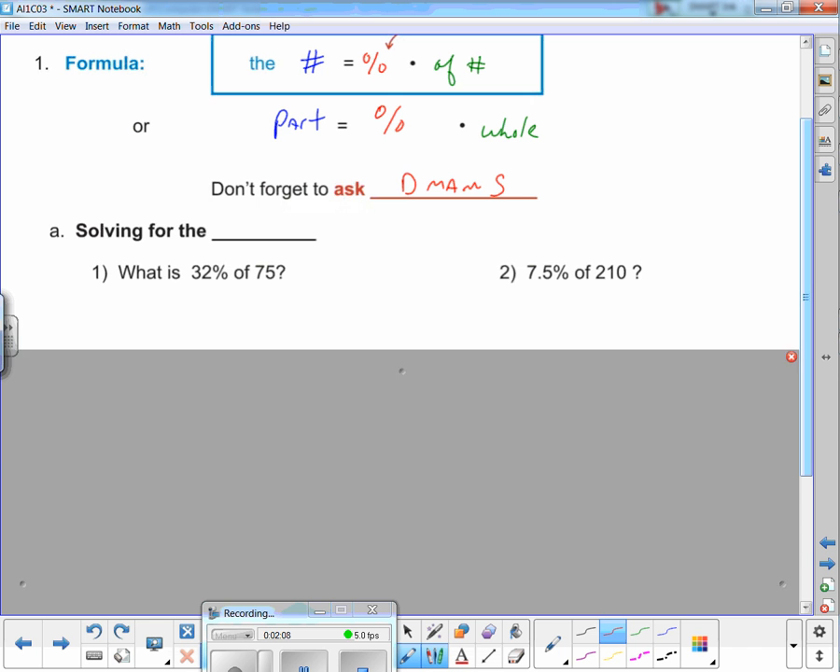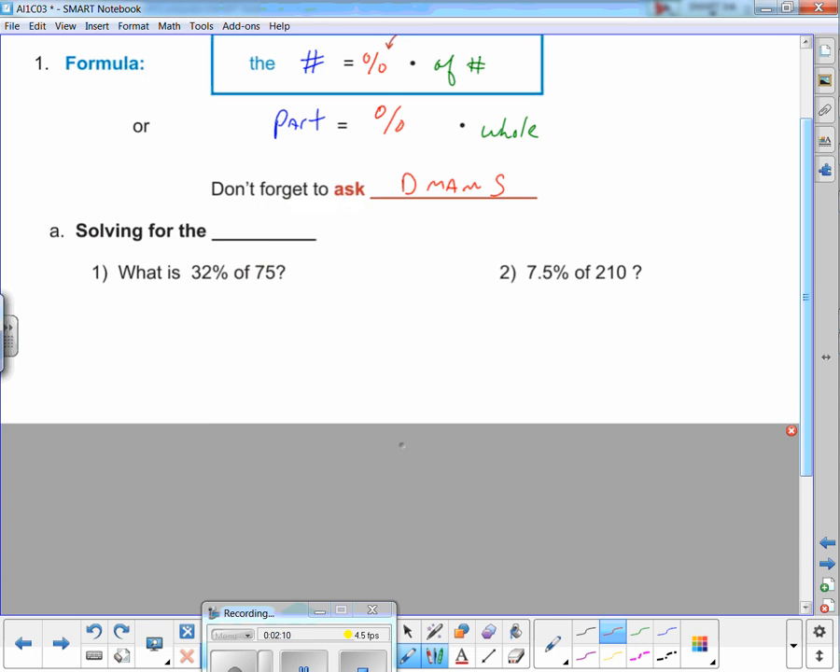Really, with percents, ask, does my answer make sense? And if it doesn't, then you got something in the wrong place. Usually, what's in the wrong place? The number and the of number, right? You switch the part and the whole. You're not going to get the percent in the wrong place. So that's got to be the issue. So swap those numbers and see what happens. As we get a little bit more complicated, you could have forgotten to maybe come up with the sale price or something like that. But again, ask, does my answer make sense?